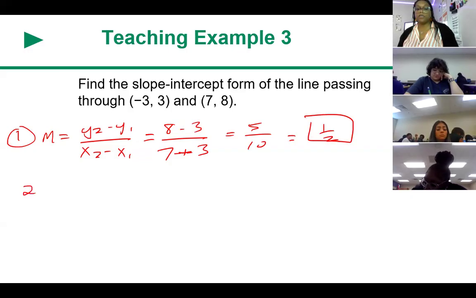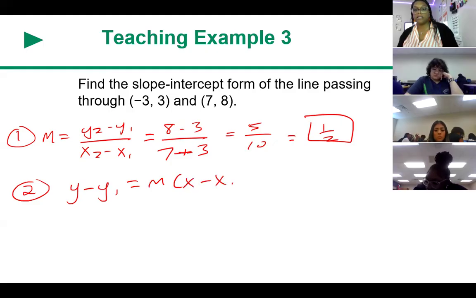After that, you're then going to use point slope form. So point slope form is y minus y1 equals m times x minus x1. So when I left you on Friday, you should have solved this, and then we're going over it now, okay?